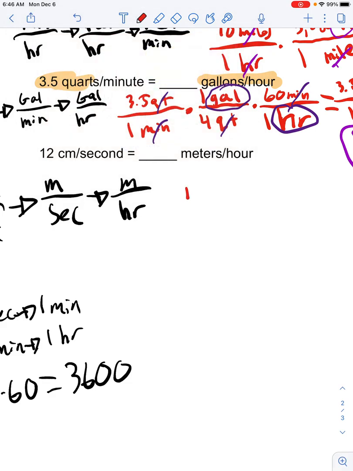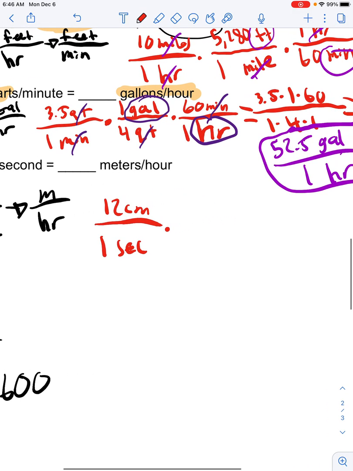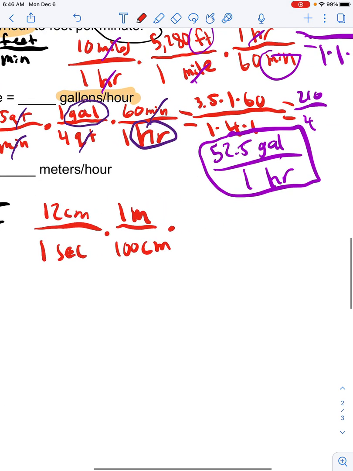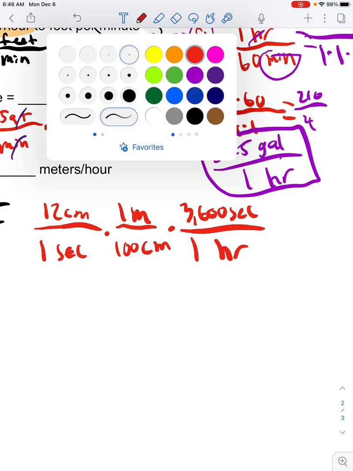All right, plugging in what I know. 12 centimeters over 1 second. Then I'm going to say, all right, I want to get rid of centimeters. Centimeters is on the top. So 100 centimeters is equivalent to 1 meter. And then I want to eliminate seconds and turn it into hours. So 3,600 seconds is equivalent to 1 hour.